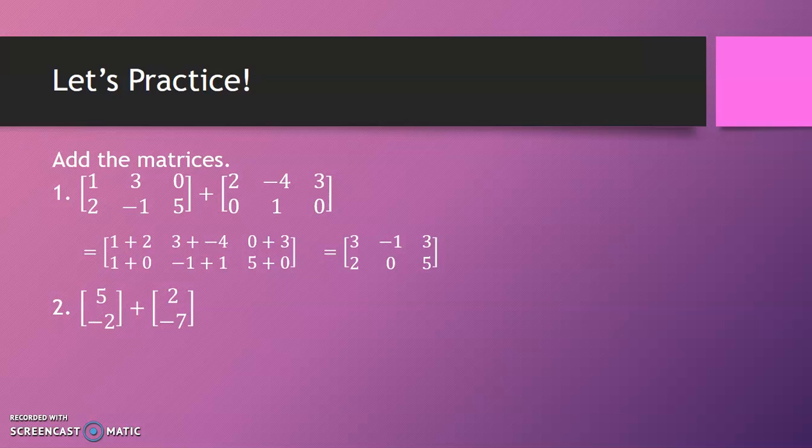For the second example, I have smaller matrices that I'm working with here. And so in order to add them, I'm just going to take 5 plus 2, negative 2 plus negative 7, and I get 7, negative 9.